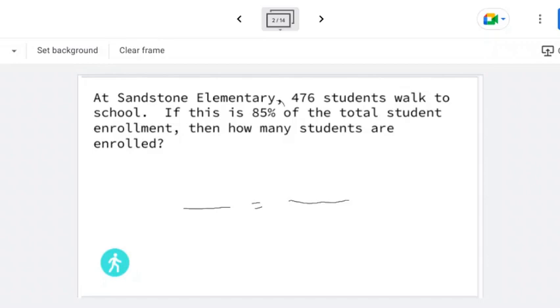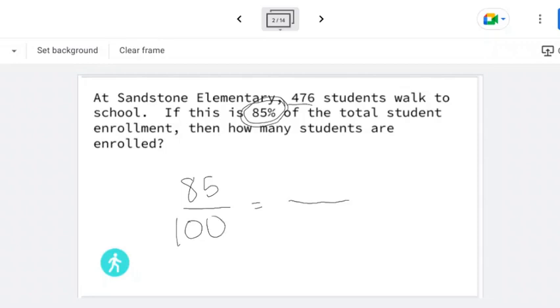Now, what we have to look at is, what is that 85% telling us? It says if this is 85%, so the students that walk. So 85% of our students walk out of our 100%.